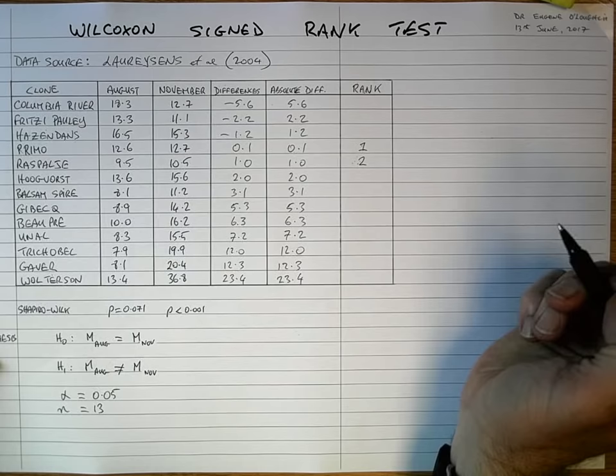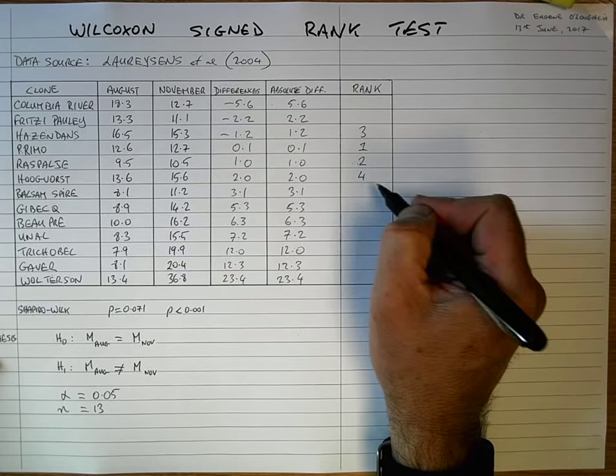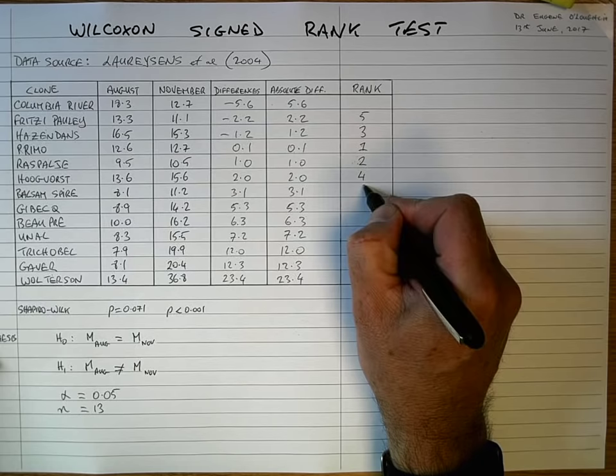And my third figure is 1.2. So as they are increasing, I'm adding in the ranks. The next highest figure is 2.0. That gets a ranking of 4. The next highest figure is 2.2. Gets a ranking of 5. And then the next highest is 3.1, which gets the ranking of 6.